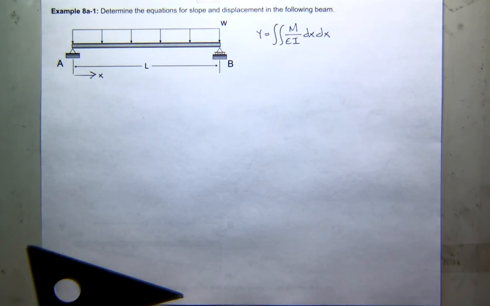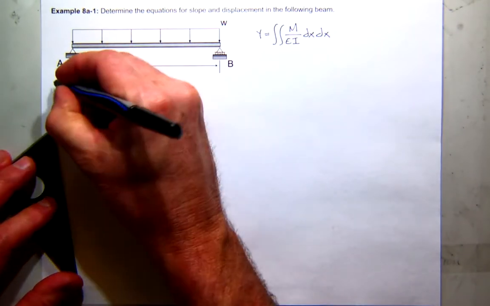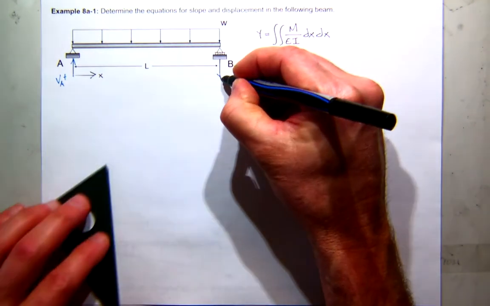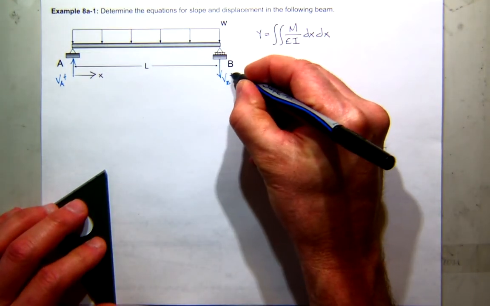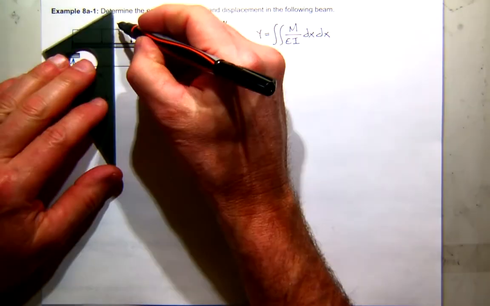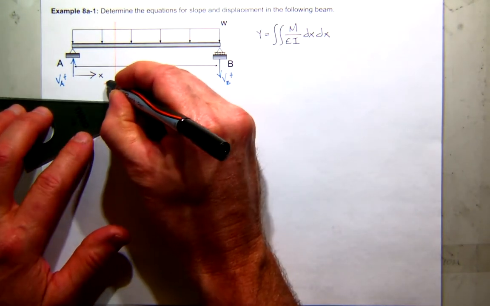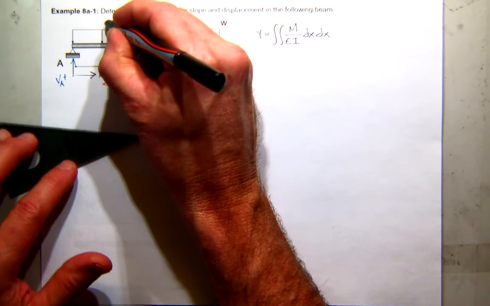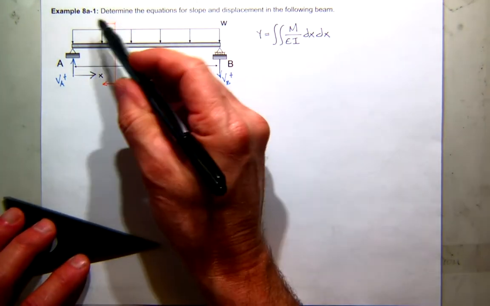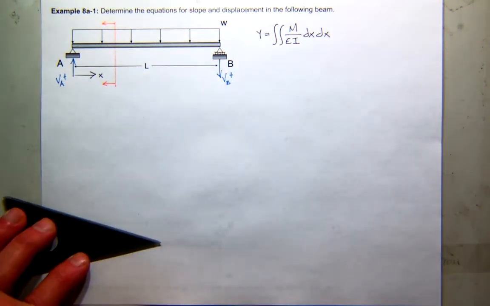So first thing I'm going to do is do that. I'm going to assume that I have a positive shear force at A and a positive shear force at B. And I'm going to cut this structure eventually, say here, and probably to make it easier on myself, I'm going to look at the left-hand side. To use my free body diagram to find my moment here as a function of x, I just need to find my reaction at A.